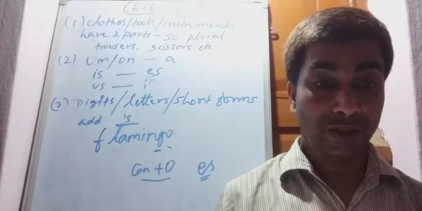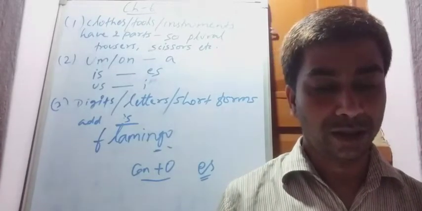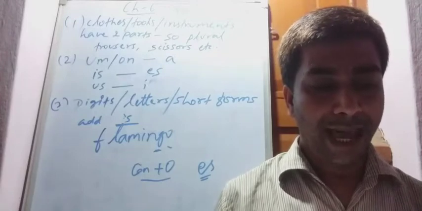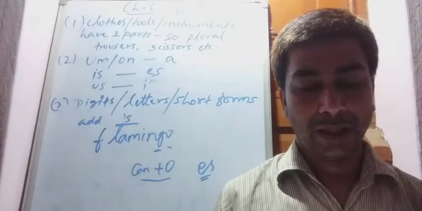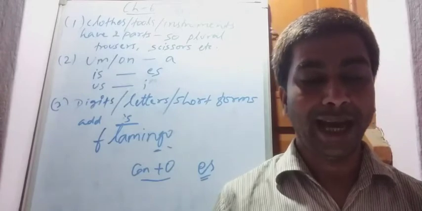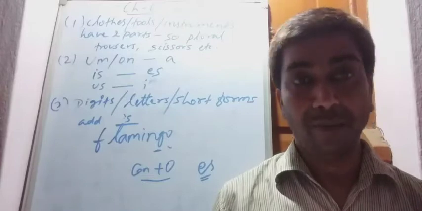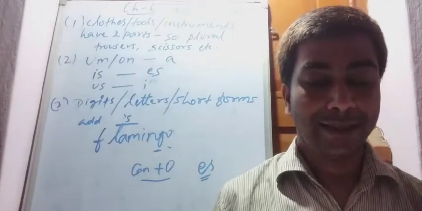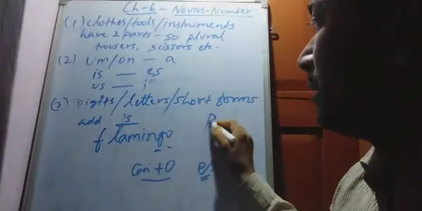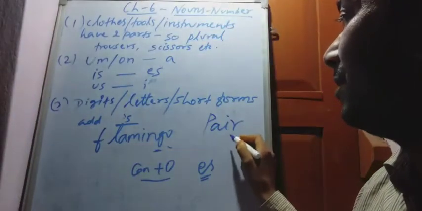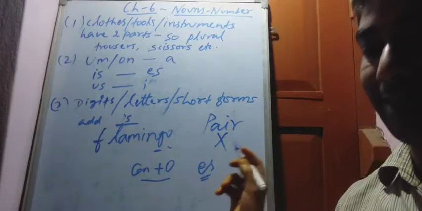Now C number, cross the unsuitable words in the brackets. I packed 6 pair, pairs. Cross pair, because 6 is plural, so the plural pairs will come. Pair is wrong, pairs is right.